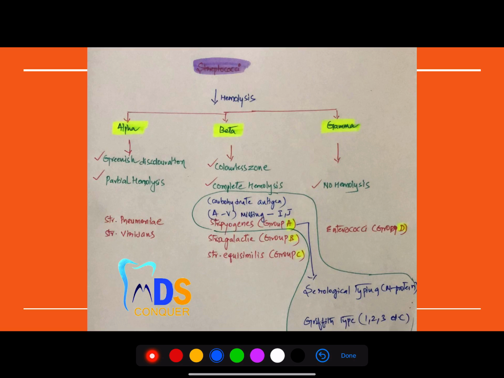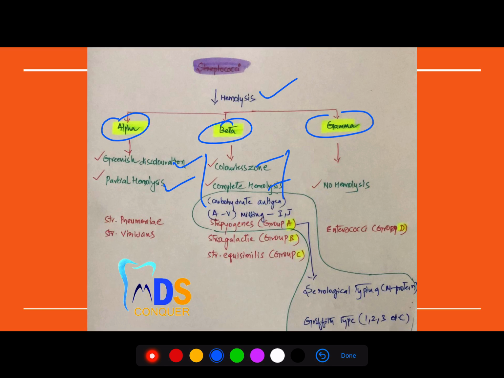Then comes, we are done with staphylococcus. Now the streptococcus. Streptococcus, basing upon the hemolysis, is categorized into alpha, beta, and gamma. Alpha are greenish discolored, partial hemolysis, whereas beta are colorless, complete hemolysis, and gamma are no hemolysis. The examples of these 3 types are these.